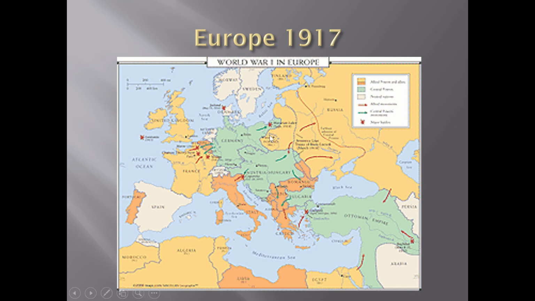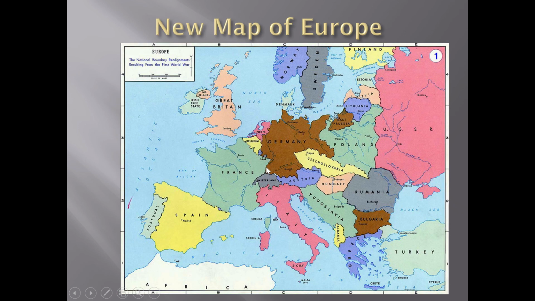All right, so Europe in 1917, this is what it looked like before the Treaty of Versailles. You can see Germany had gained all of this territory here, right? Germany, Austria-Hungary, right? Here's France. After the war, this is what we see. This is after the Treaty of Versailles. So what do you notice about this map? What has changed?